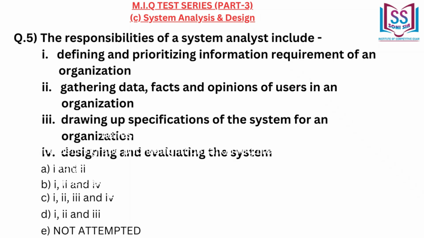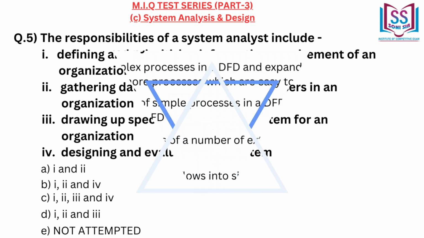The responsibilities of a system analyst include: 1. Defining and prioritizing information requirements of an organization. 2. Gathering data, facts and opinions of users in an organization. 3. Drawing up specifications of the system for an organization. 4. Designing and evaluating the system. A. 1 and 2. B. 1, 2 and 4. C. 1, 2, 3 and 4. D. 1, 2 and 3.